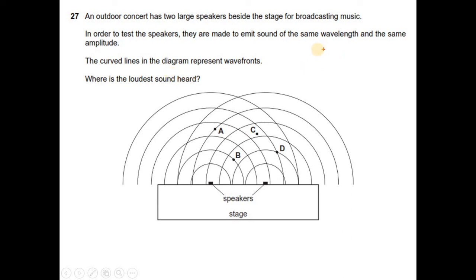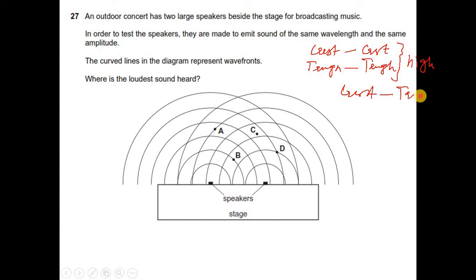Remember, if a crest combines with a crest, or a trough combines with a trough, then we have constructive interference, or high sound. And if a crest meets with a trough of the other, then we have a low sound or no sound, or destructive interference.